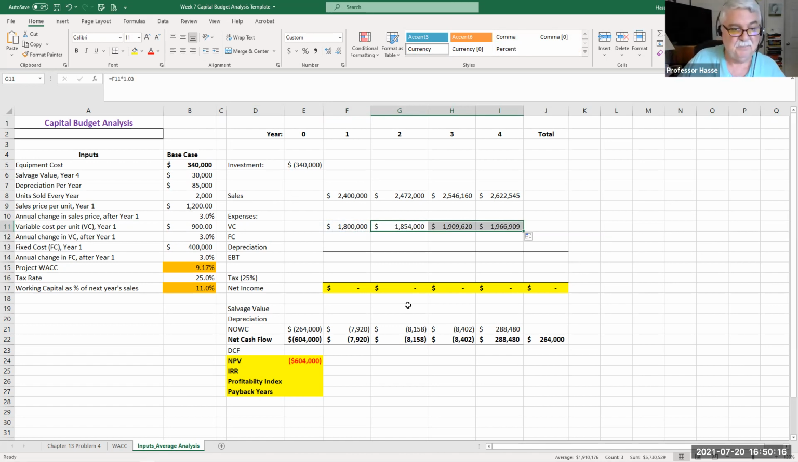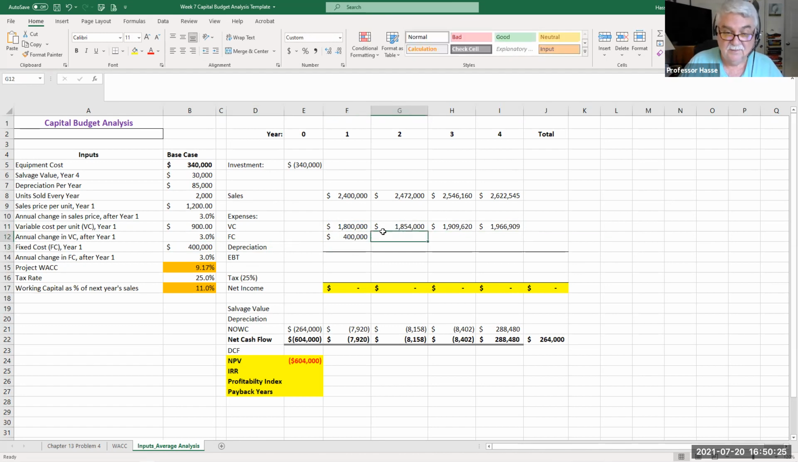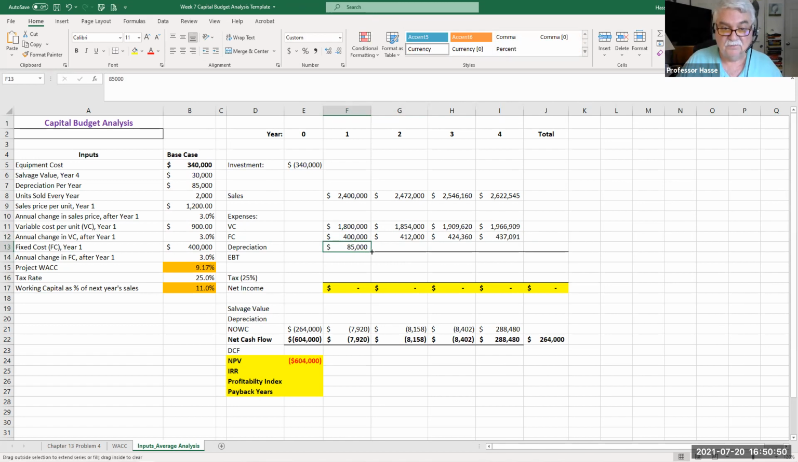Our fixed costs are not per unit, they're $400,000. So $400,000 here, but that also is going to be inflated at 3%. Even though it's fixed, it still goes up in price. And there's the 3% inflation, and spread that out over the 4 years life. The 4-year life is the depreciable life of this particular asset. Our depreciation is $85,000 a year. We're depreciating 85,000 a year, which is fully depreciating that 340,000 over the life of the project.